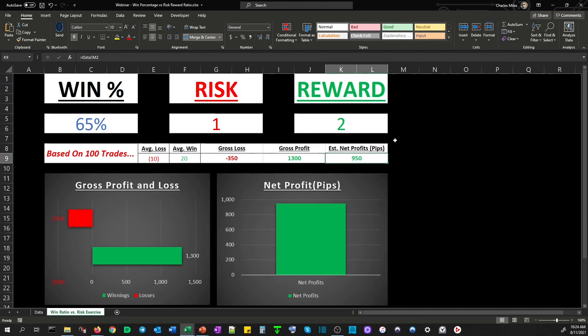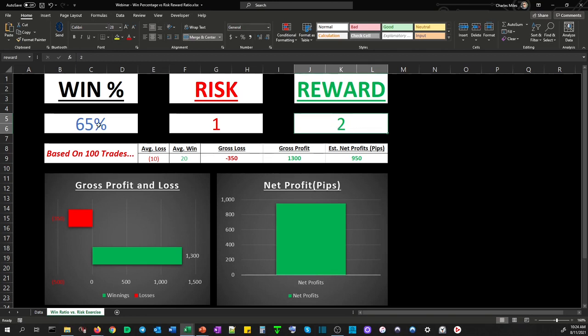But trading is not like that. So I'm actually wrong more than I'm right. 65% win rate. Wrong more than I'm right. However, my reward is 2 times my risk. I'm making more net profit in pips. Okay? All right, now stay with me. We went from 600 to 950.